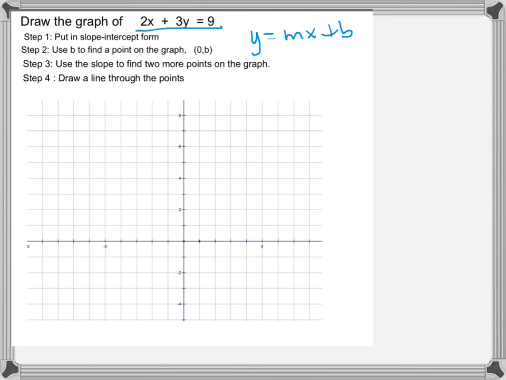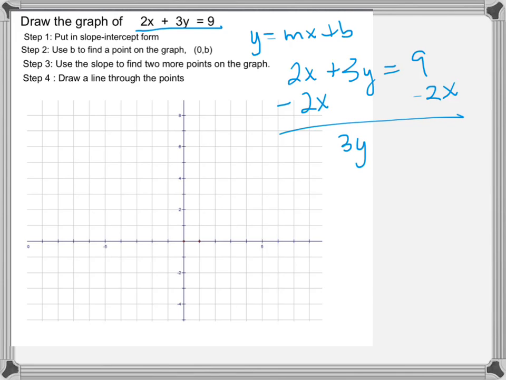So right now I want to take this and solve it for y in terms of x. The first thing I want to do is get rid of this x term on that side. Now it's attached to the y term with addition, so I want to subtract it. Okay, so I have 3y is equal to 9 minus 2x. Then I'm going to get rid of the coefficient of the y by dividing each side by 3.